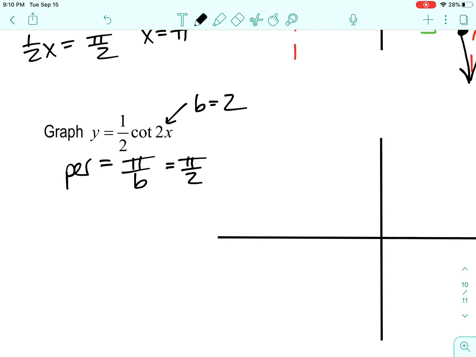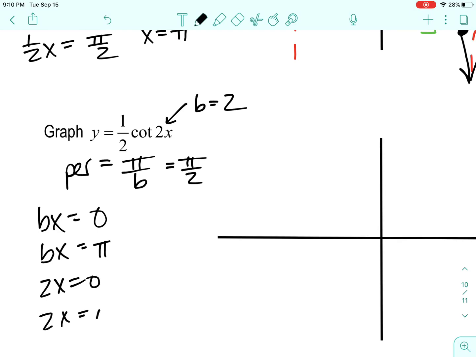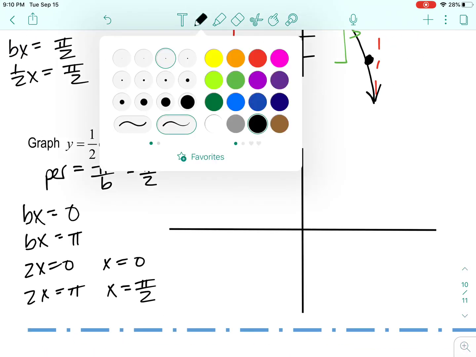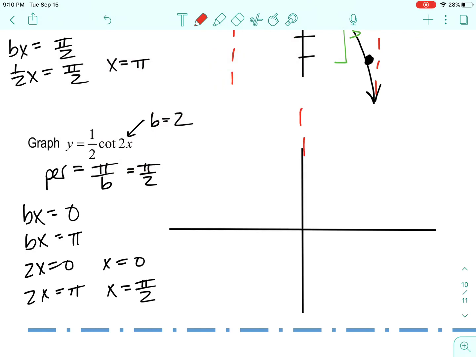Okay, so asymptotes in this case, bx equals 0 and bx equals pi. And I'm just going to solve both of those. I'm going to plug in the 2. The b is 2. So I'm going to plug that in here and here. 2x equals 0 and 2x equals pi. This means x equals 0 when you divide by 2. This means x equals pi over 2. Those are my two asymptotes. So one of them's at 0. Go ahead and put my dotted line right there.